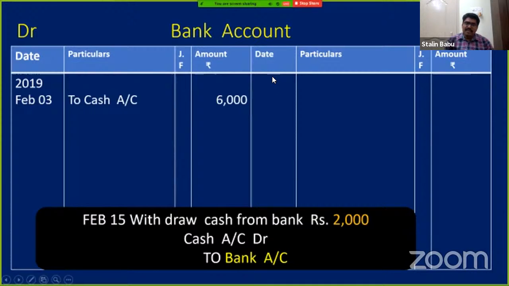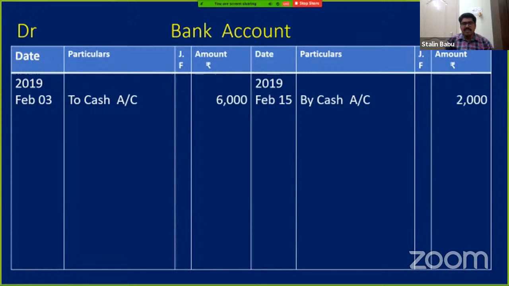So we write the date of the transaction in the date column. In the particulars column, we are writing on the credit side the name of the account debited, that is by cash account 2,000. 2019, February 15, by cash account, amount 2,000. So the bank account is involved in these two transactions.